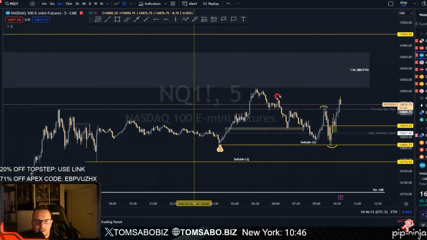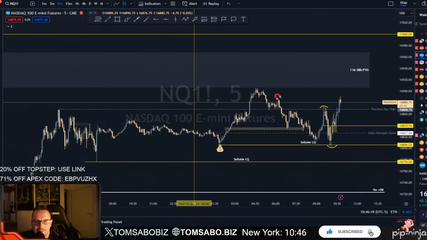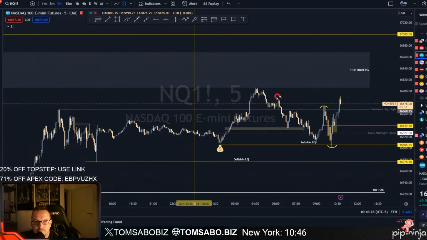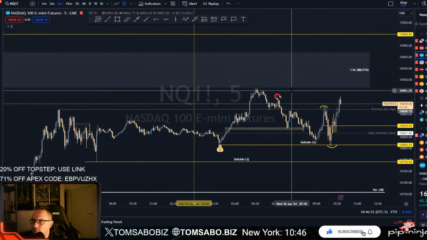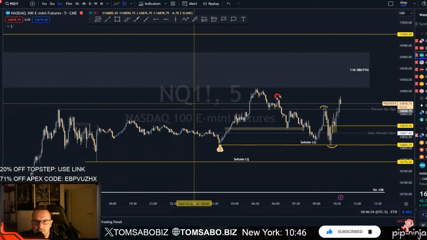Okay, repricing the 1 minute candles, which is good. It's actually good. I like it. If this is a liquidity run to the fair value gap, then I am definitely liking it. If that's going to be the case.